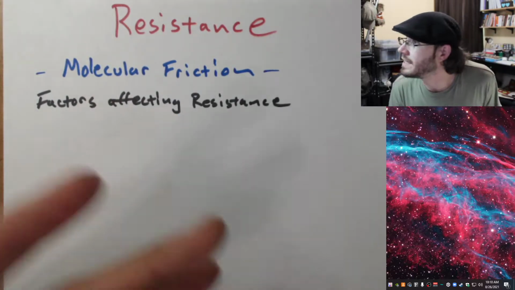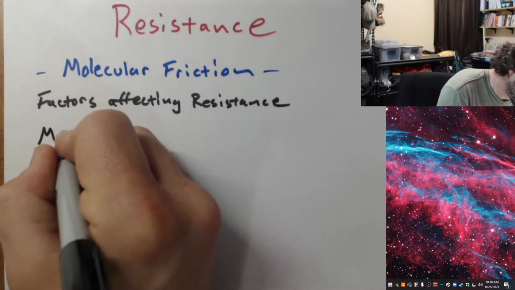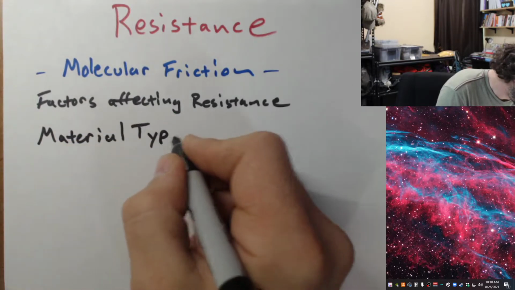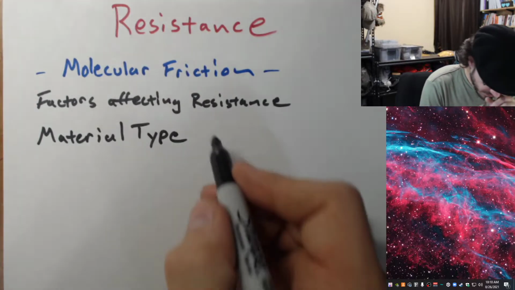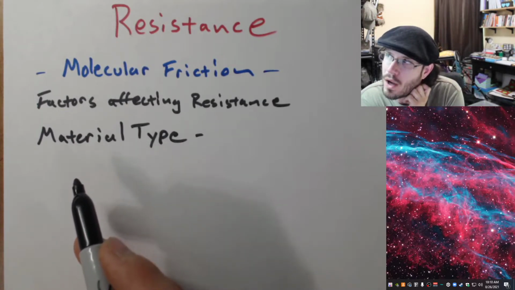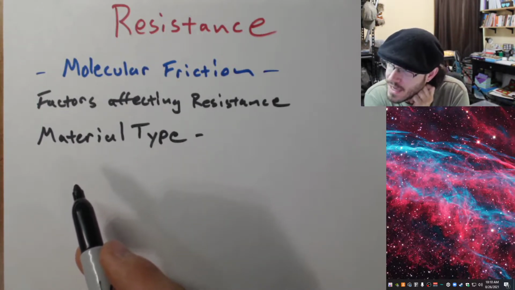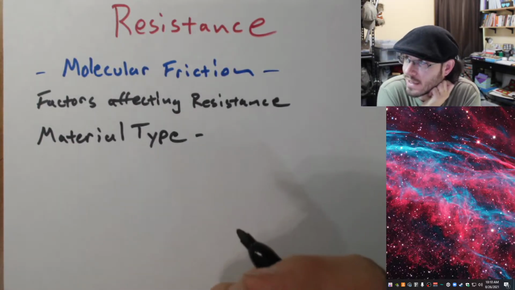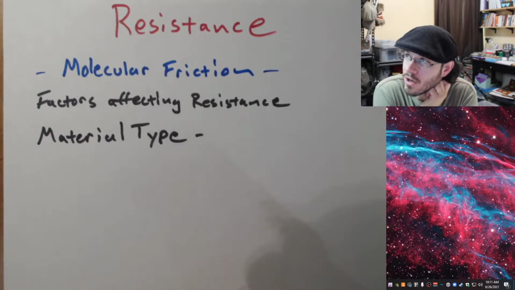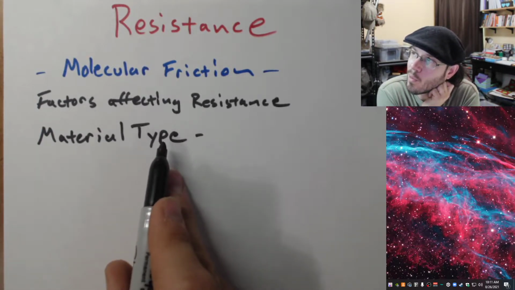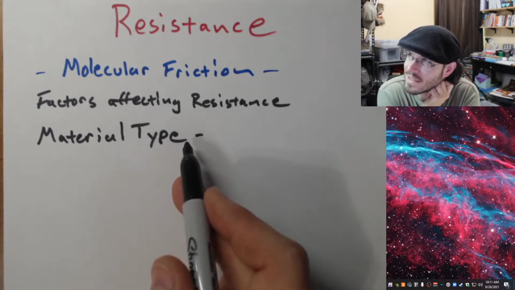Okay, the first one is material type. Maybe my material does not have one valence electron. Maybe the atoms comprising a material have 2 valence electrons. Maybe it's a little harder to move those valence electrons around. So my material type can have more or less resistance.